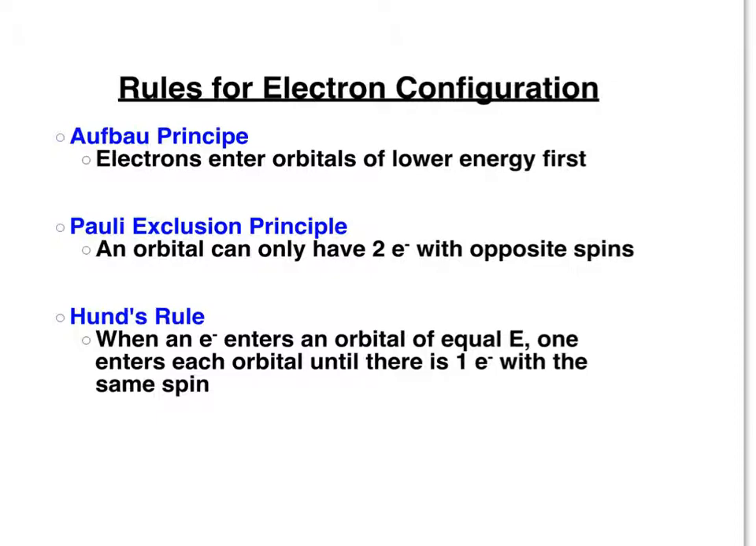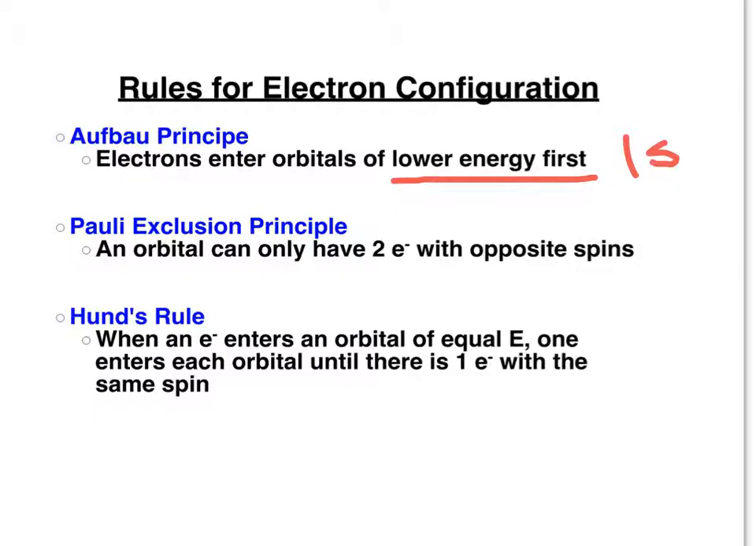So there are three rules here. If you've been doing electron configurations, you've already been following these all along, except we just haven't really given a name to them. The first principle is called the Aufbau principle, and it's that electrons enter orbitals of lower energy first. Really what that means is we always start at 1s. That's it. Start at 1s.